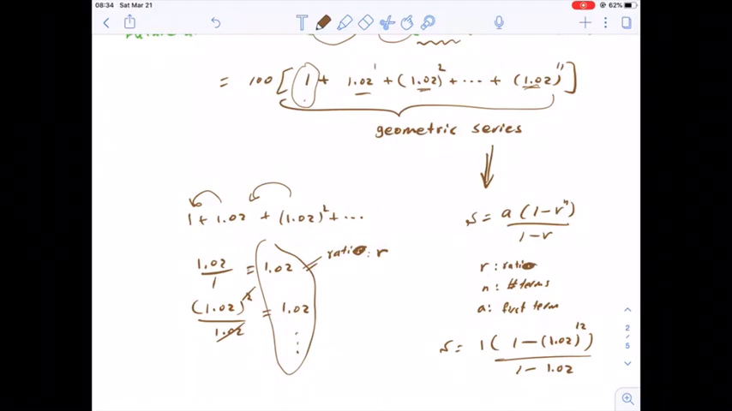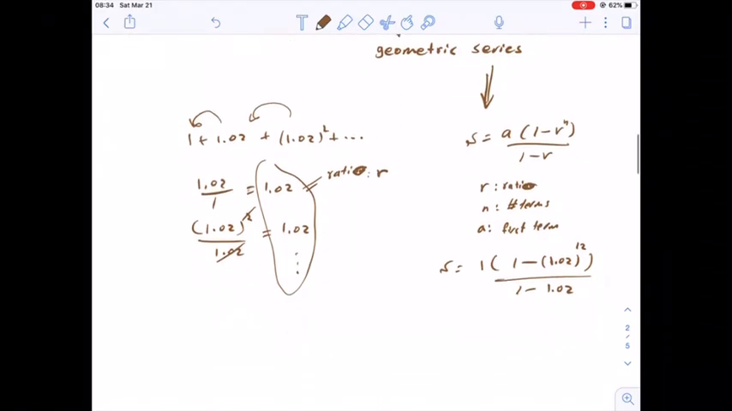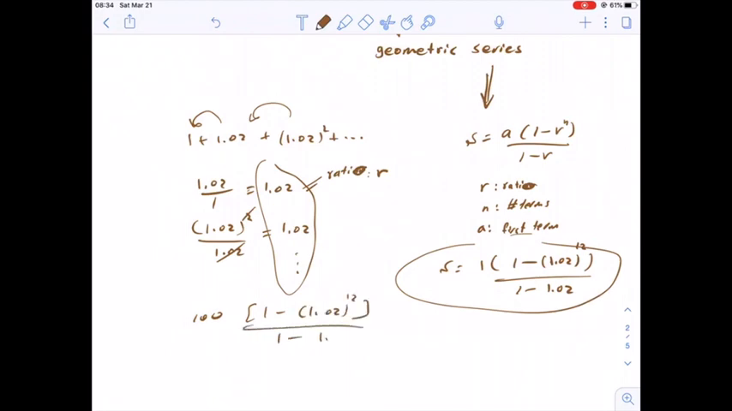Now this is the sum of the geometric series, but it is multiplied by 100. So we write 100 times this S: 1 minus 1.02 raised to power 12 over 1 minus 1.02. For the purpose of finding a formula, let's switch these because 1 minus 1.02 is negative and we don't want a negative here. If we do that for the denominator, we should do the same for the numerator. So we have 100 times 1.02 to power 12 minus 1, all over 1.02 minus 1.